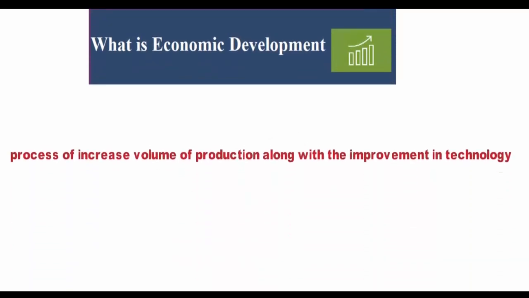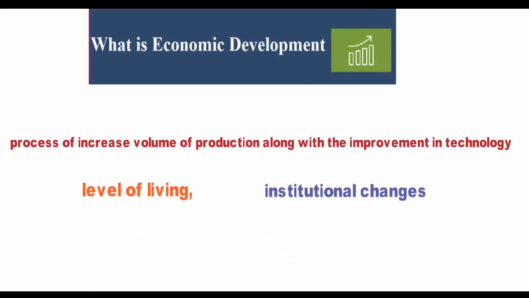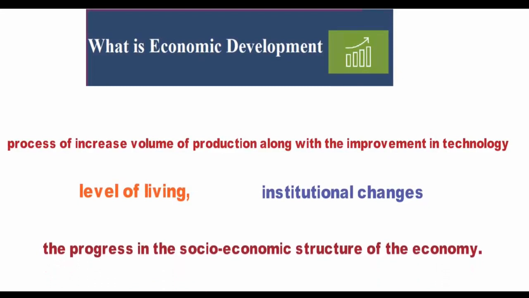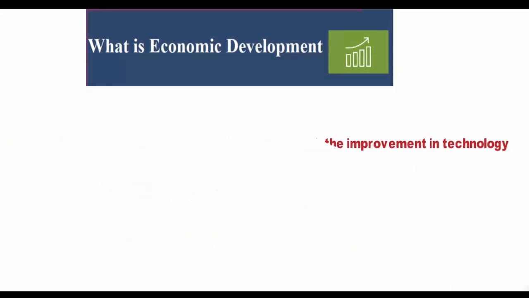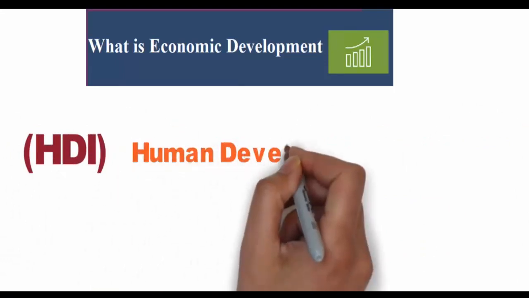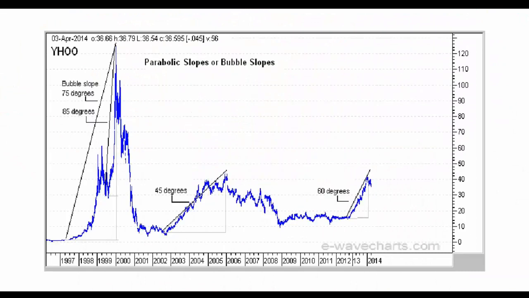What is economic development? Economic development is defined as the process of increased volume of production along with the improvement in technology, a rise in the level of living, institutional changes, etc. In short, it is the progress in the socio-economic structure of the economy. Human Development Index (HDI) is the appropriate tool to gauge the development in the economy.